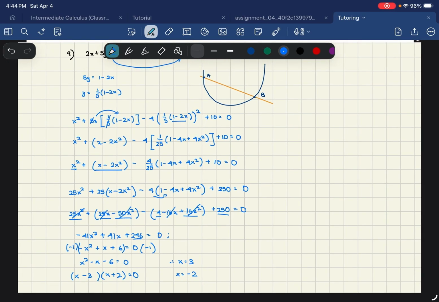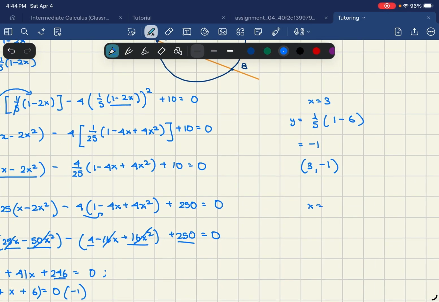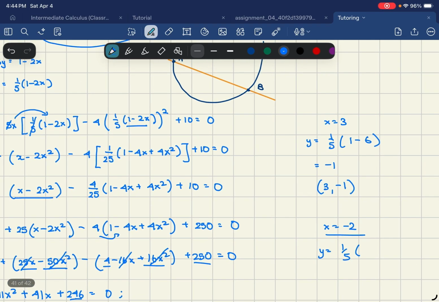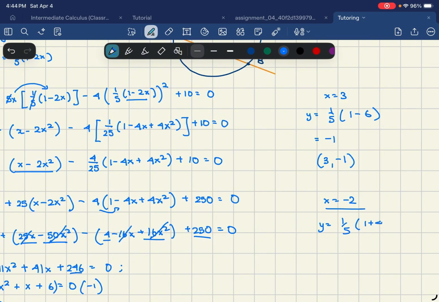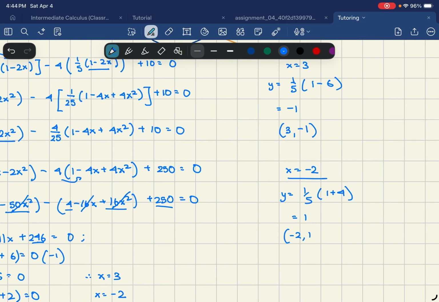And now you can solve for y. When x is equal to 3, y is equal to 1/5 times (1 minus 3 times 2, which is 6). So that is y = -1. So our first point is (3, -1). And when x is equal to -2, our y is 1/5 times (1 plus 4). So that is equal to 1. So our second point is (-2, 1).